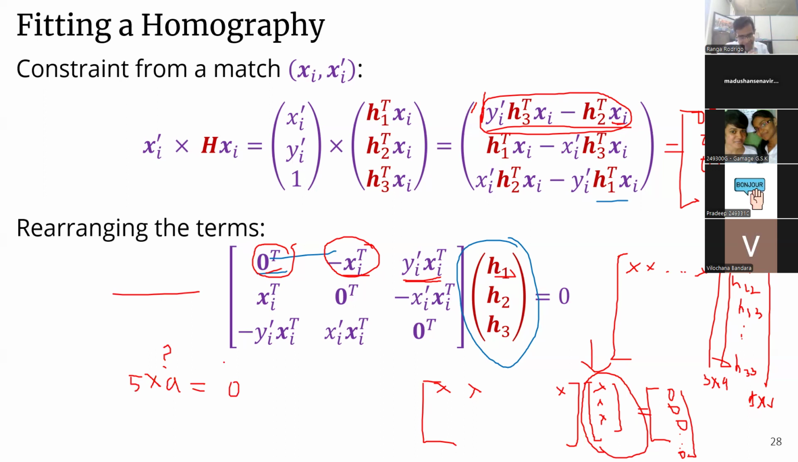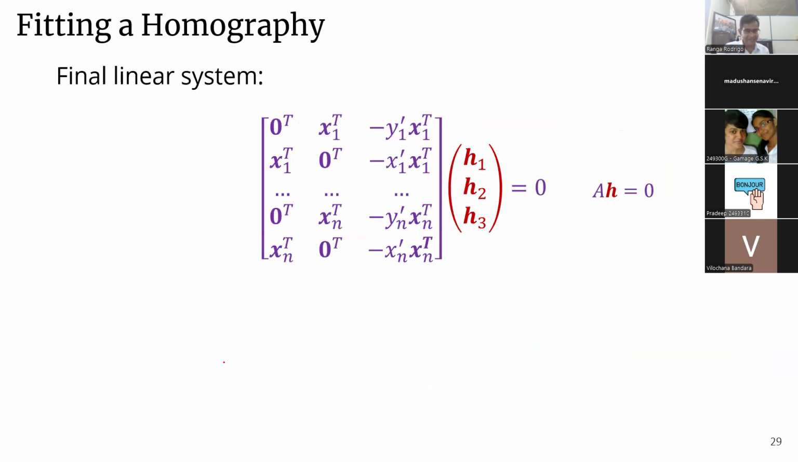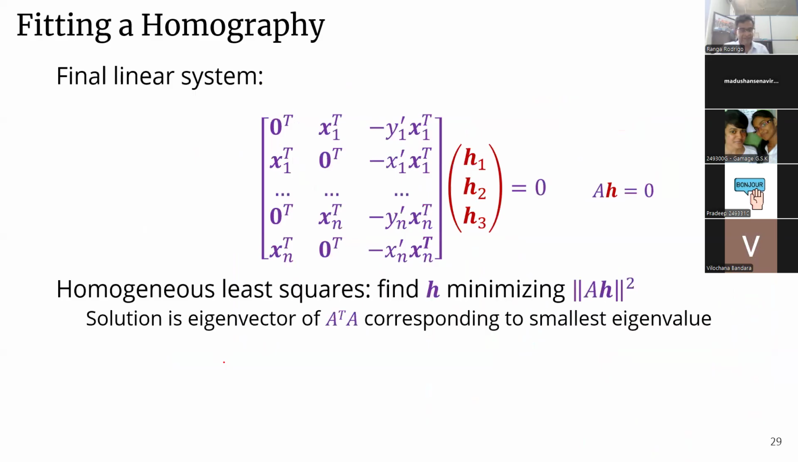But that solution is not helpful for us, because a zero homography is not correct. What we want is a non-zero solution for h1 to h9. To establish the non-zeroness, we have to apply a constraint to solve this. For that, we have to use the so-called homogeneous least squares to find H, minimizing the norm of H squared.